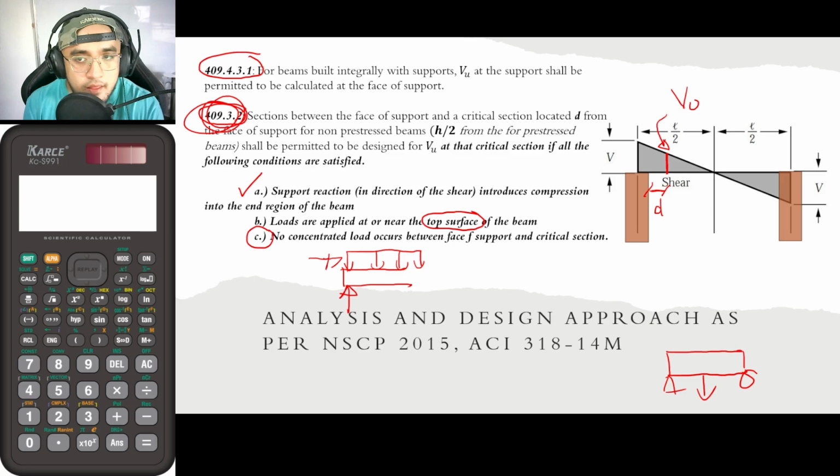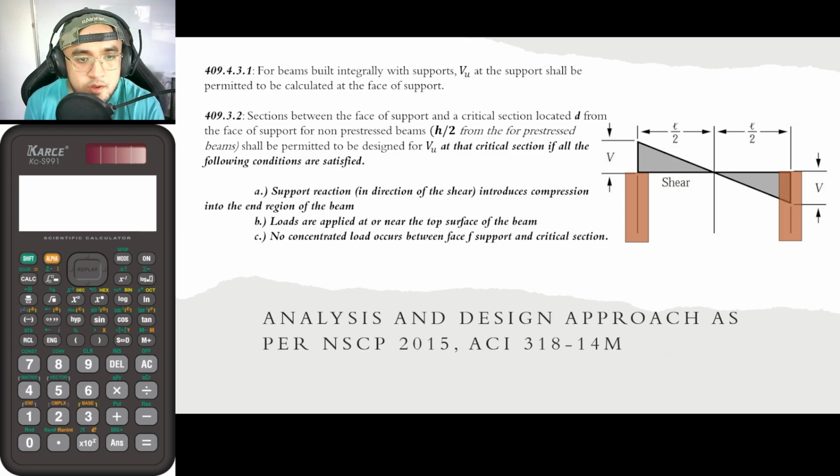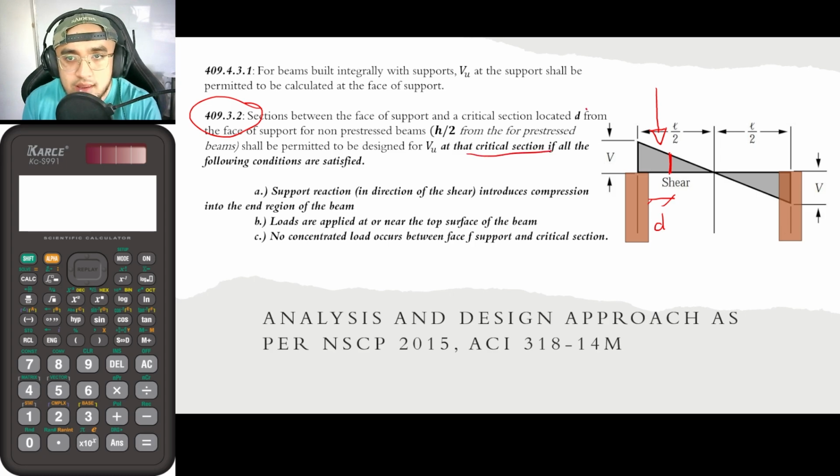Meaning that, suppose that, again, the critical section would be located here. So let's say that this is now the critical section. Let's say that that is D. So as long as there would be no point loads at this particular region, then we can now make use of this provision, stating that the critical section is at a location D.